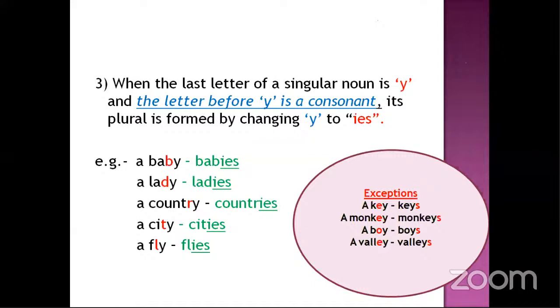Can you remember vowel letters? There are basically 5 vowel letters: A, E, I, O, U. You know that. So if the last letter is Y and the previous one is a consonant, that means B, not a vowel letter. So in this type of nouns, we have to add IES.